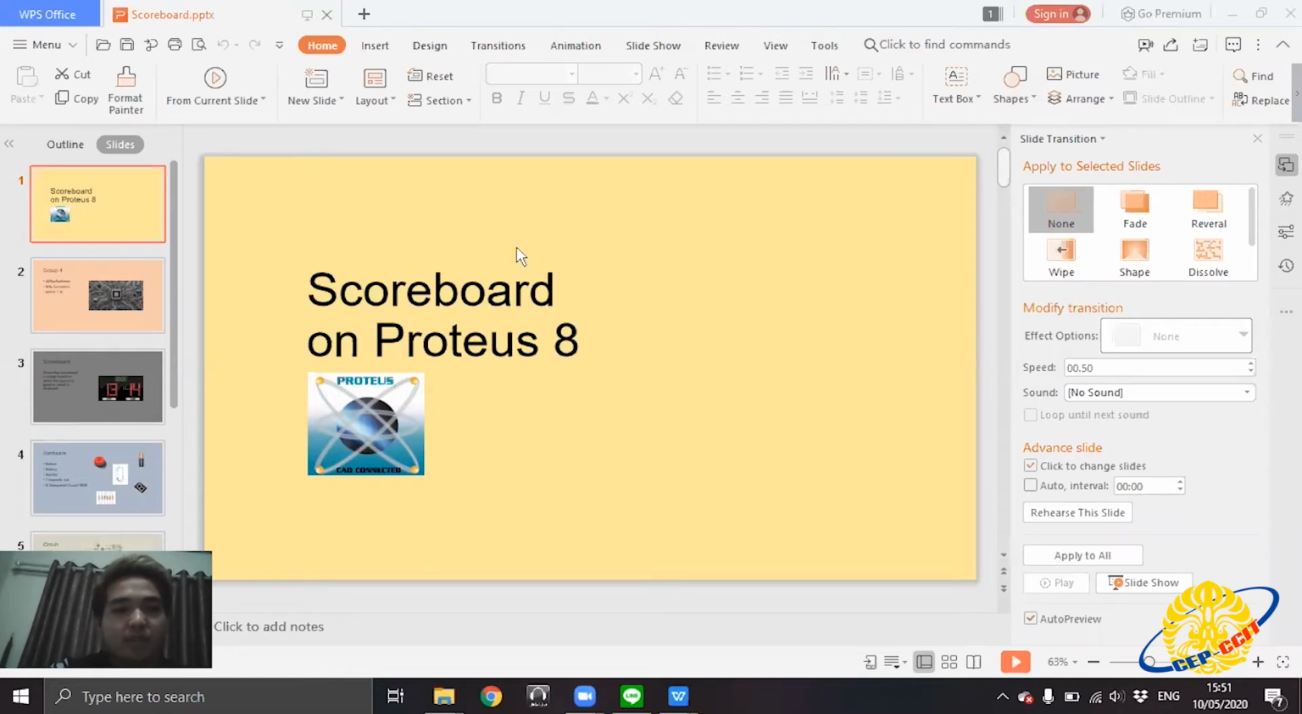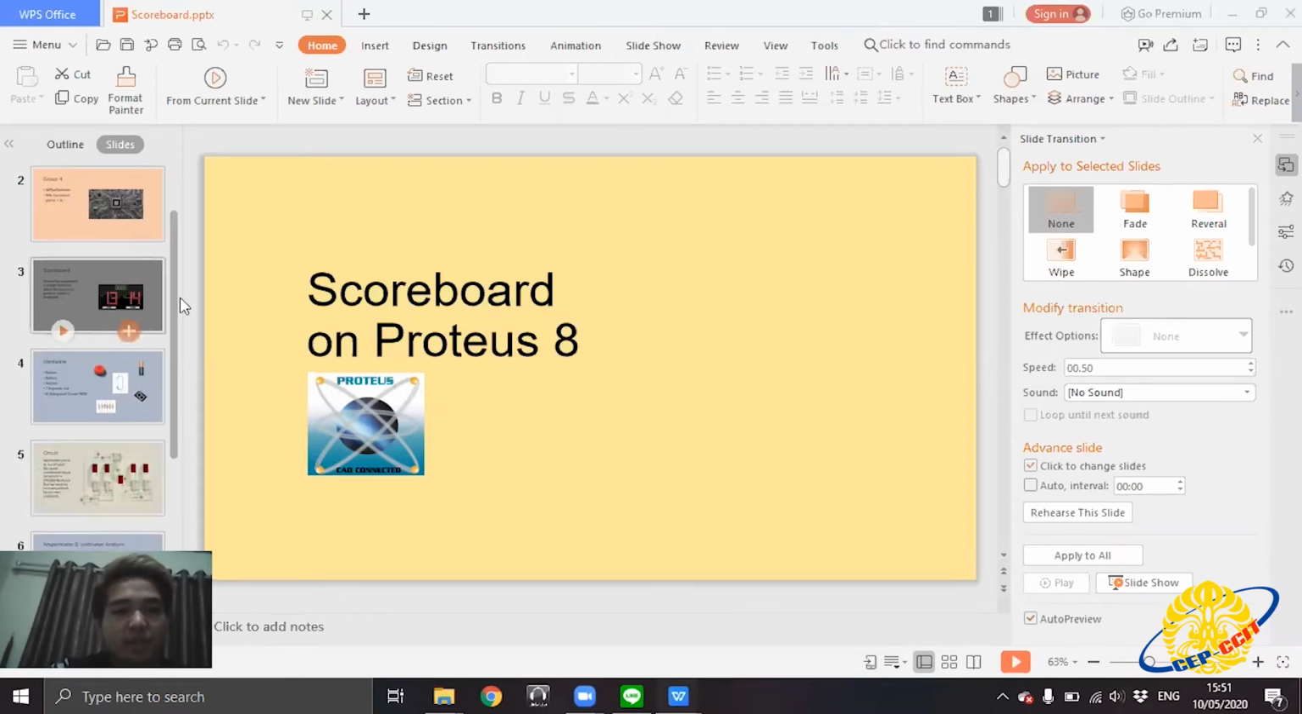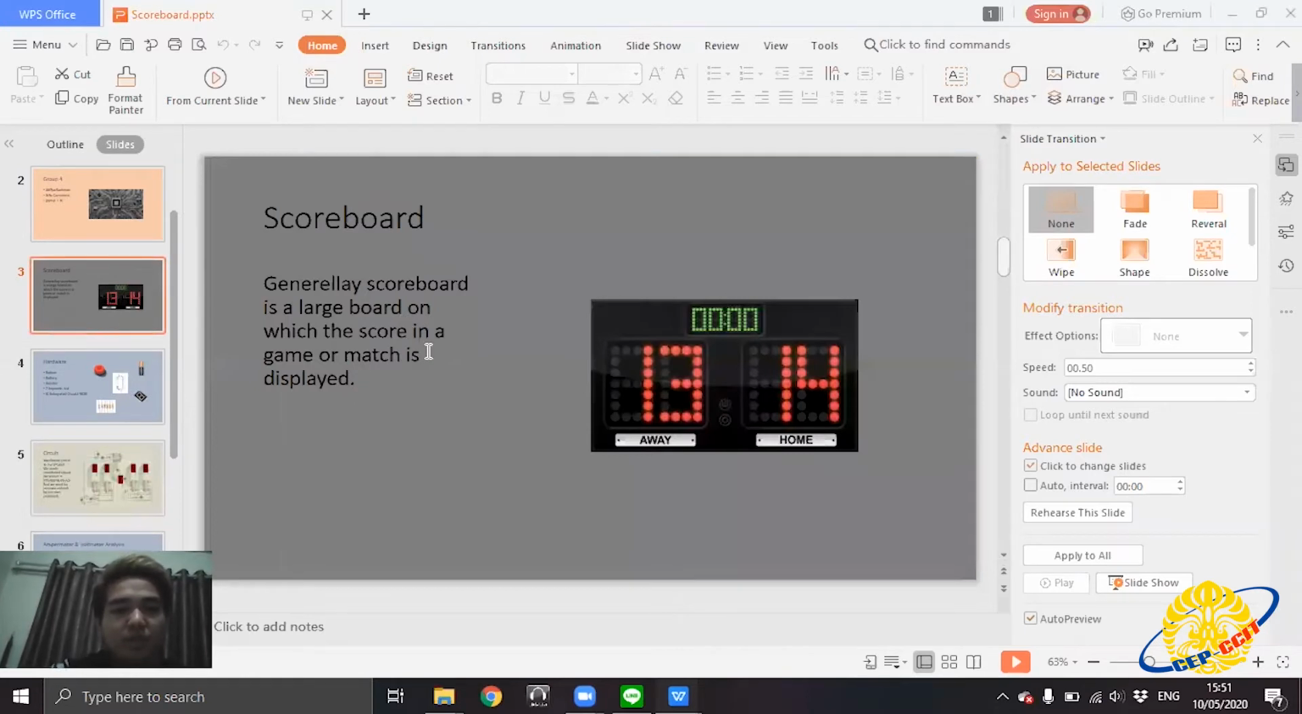We are from Group 7 and we are going to present our project called Scoreboard on Proteus 8. So, this is the scoreboard. Generally, a scoreboard is a large board on which the score in a game or match is displayed.